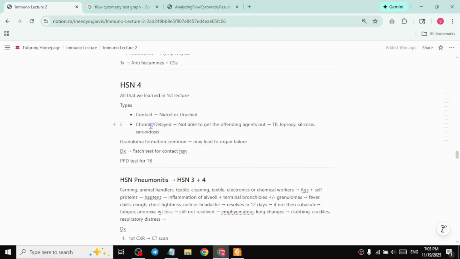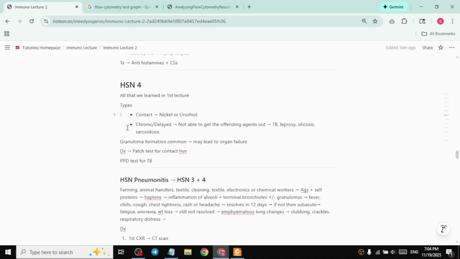But then the other thing is delayed type of hypersensitivity or chronic hypersensitivity, right? Which basically means you cannot take out the offending agents. They're still sitting there, okay? Because of that, you are constantly in battle with these diseases. For example, TB, leprosy. They are intracellular and they're sitting there. Silicosis, right? You're going to have to mount a response every single time. Sarcoidosis, right? You're going to have to mount a response against the autoimmune reaction.